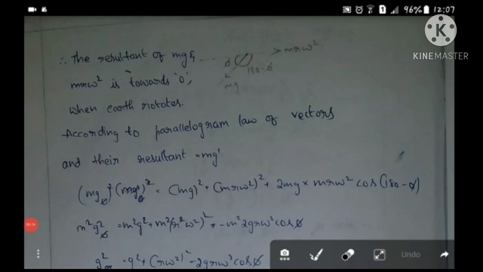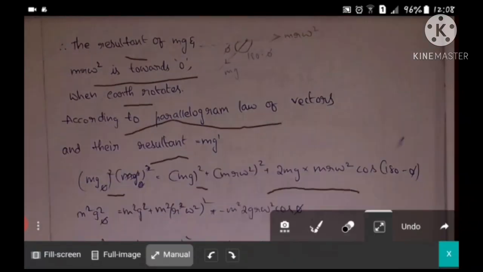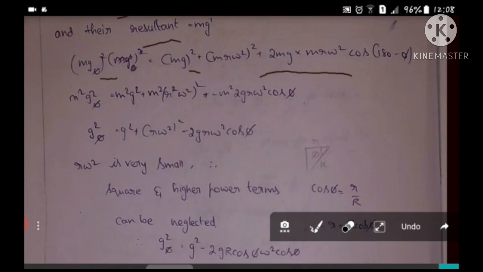Okay, next the resultant of mg and m r omega square is towards O when earth rotates, according to the parallelogram law of vectors. The resultant is mg dash. Here we can write (mg phi) whole square is equal to (mg) square plus (m r omega square) whole square plus 2 mg into m r omega square into cos (180 minus phi).